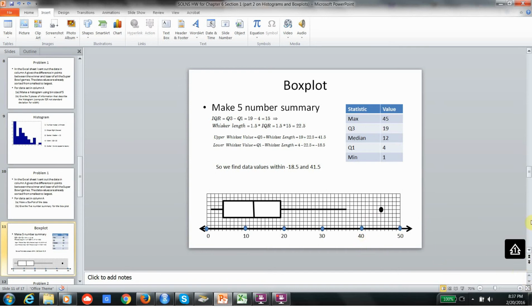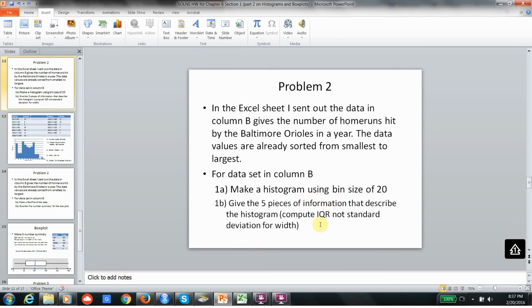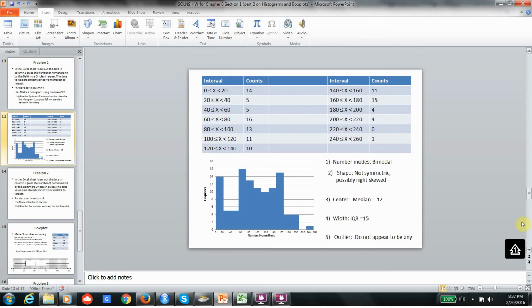Okay, let's take a look at the next one. So here we're given the number of home runs hit by the Baltimore Orioles each year since they came into being till now. And first we want to make a histogram using a bin size of 20 and give the 5 pieces of information that describe the histogram.